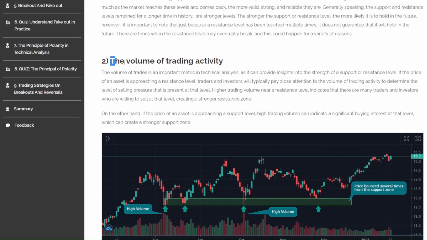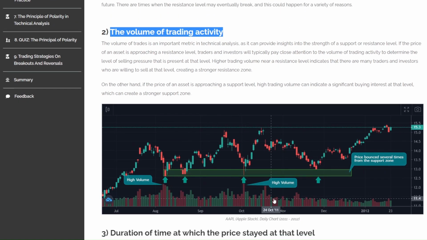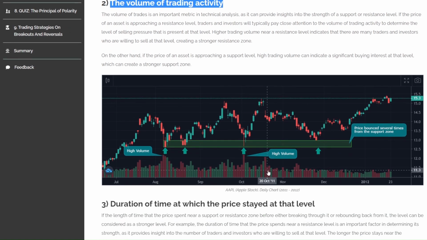Another point is the volume of trading activity. These bars under the chart, you might have seen them if you have opened any price chart in your life. These volumes show how much trade has happened during that period. For example, for this long red candle. When price reaches this support zone, you can see the volume rise up, a very high volume, because traders now feel greed or confidence and they will buy.